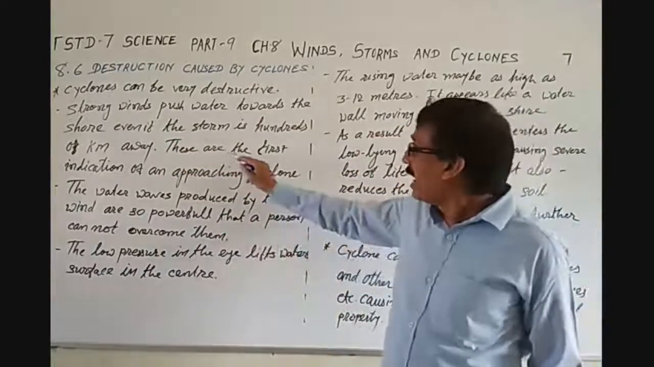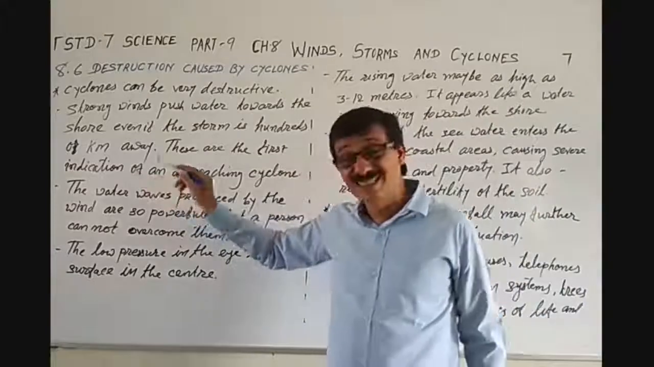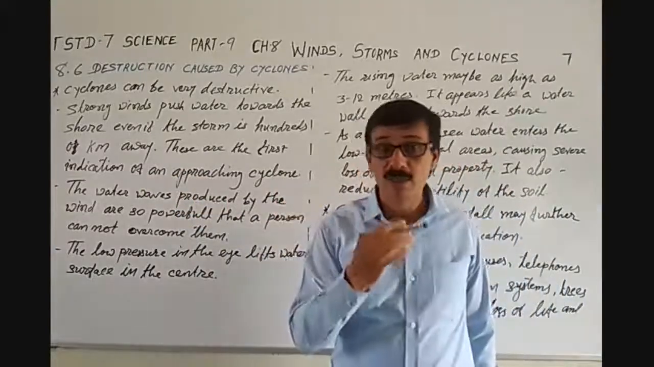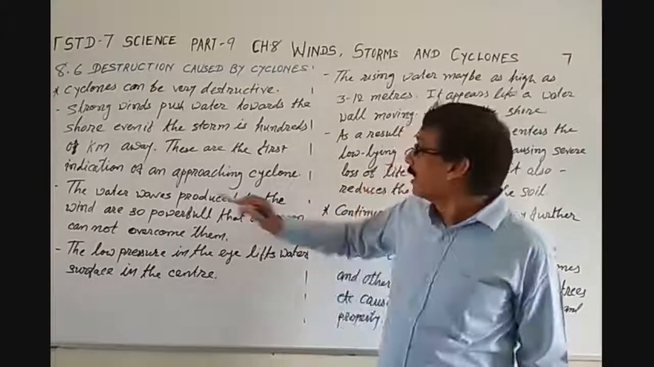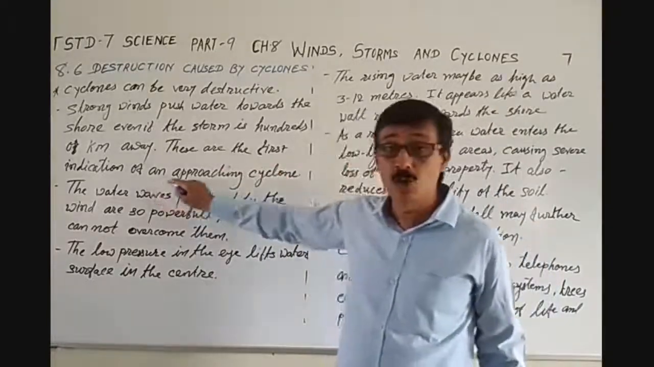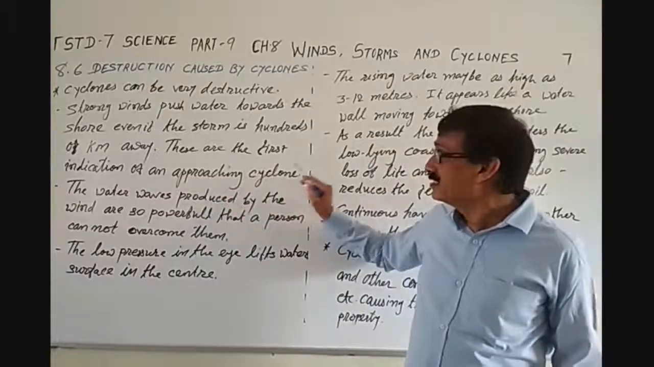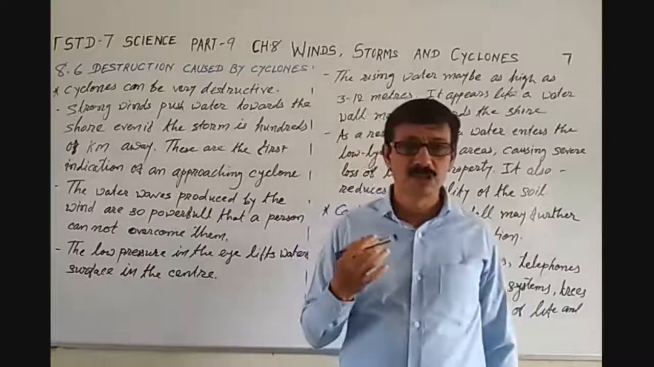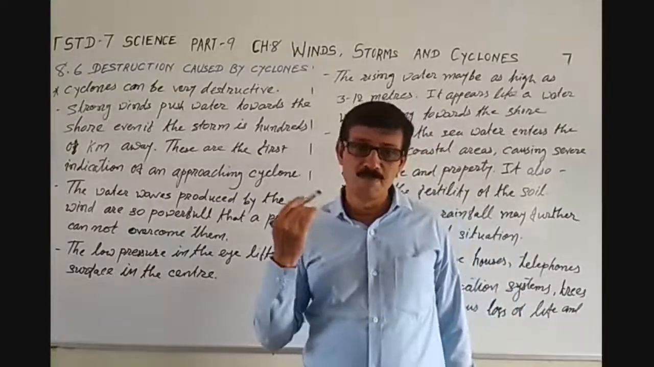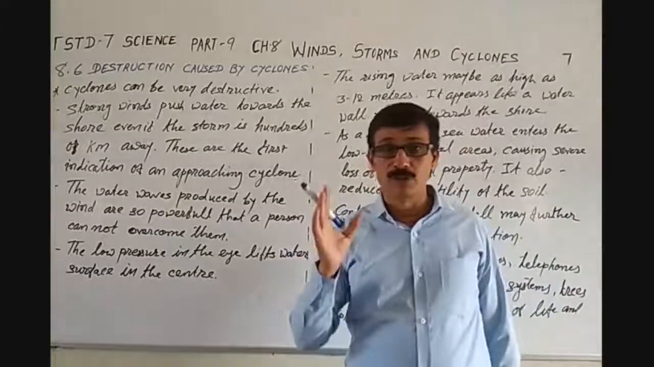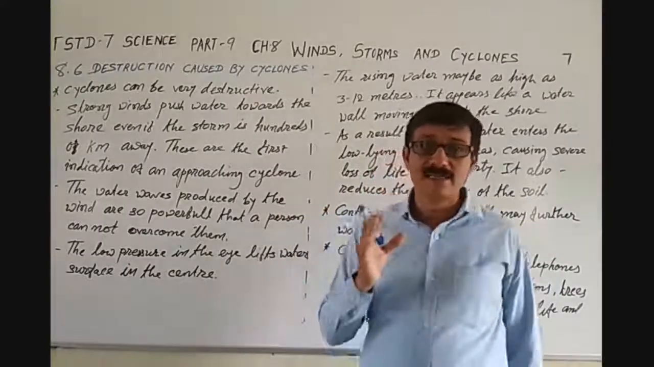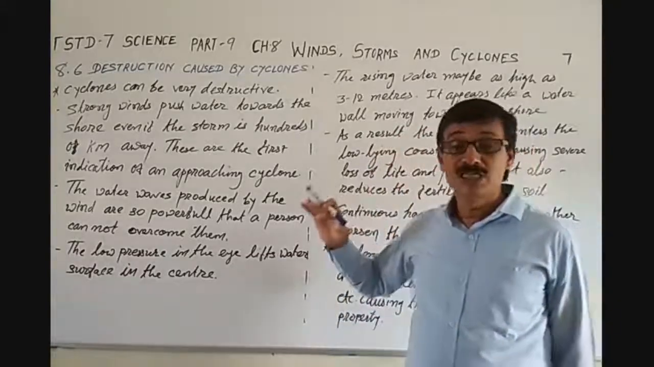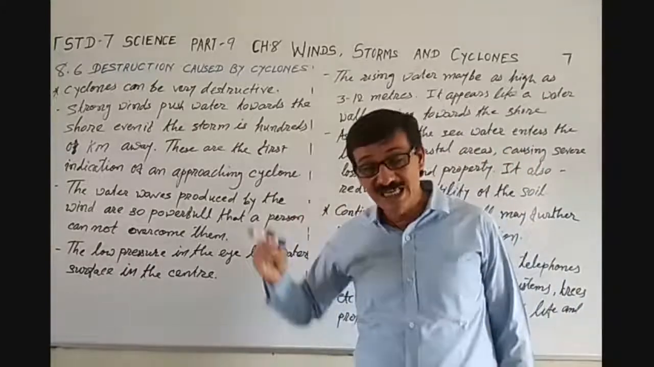Once strong winds come towards the shore, these are the first indication of an approaching cyclone. जब strong winds, बड़ी winds, strong waves और बड़े waves सीशोर की ओर आने लगते हैं, then that is the first indication of an approaching cyclone towards the shore.